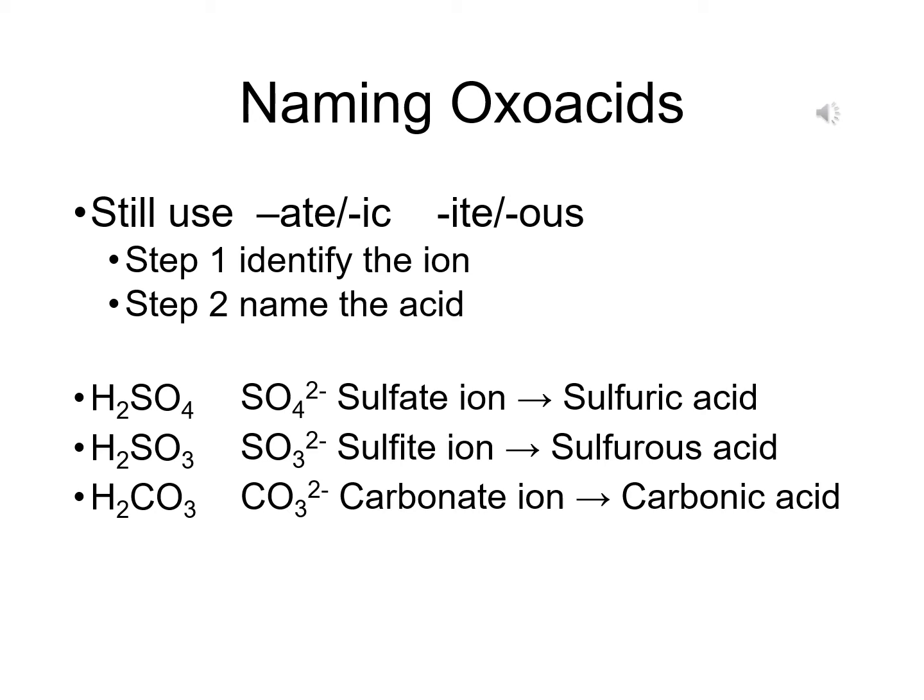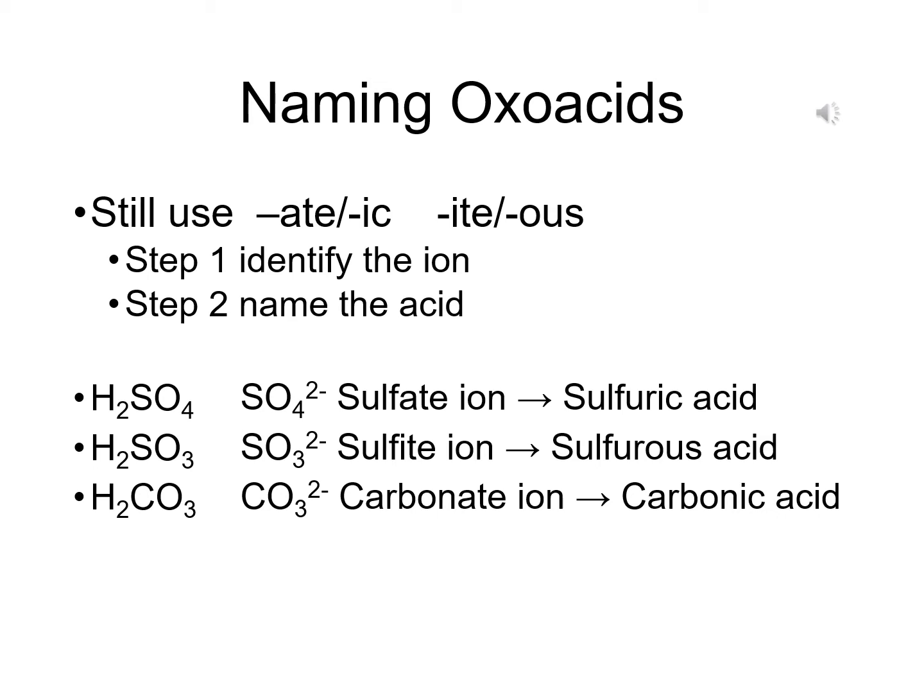For the next one down, we see H2SO3. We recognize SO3 is the formula of the sulfite ion, which has a 2- charge. The "ite" ending means we change the suffix to "ous", so we get sulfurous acid. For the next one down, we have H2CO3. We recognize CO3 as the polyatomic ion carbonate, which has a 2- charge. So we change the ending from "ate" to "ic" and add the word acid to get carbonic acid.